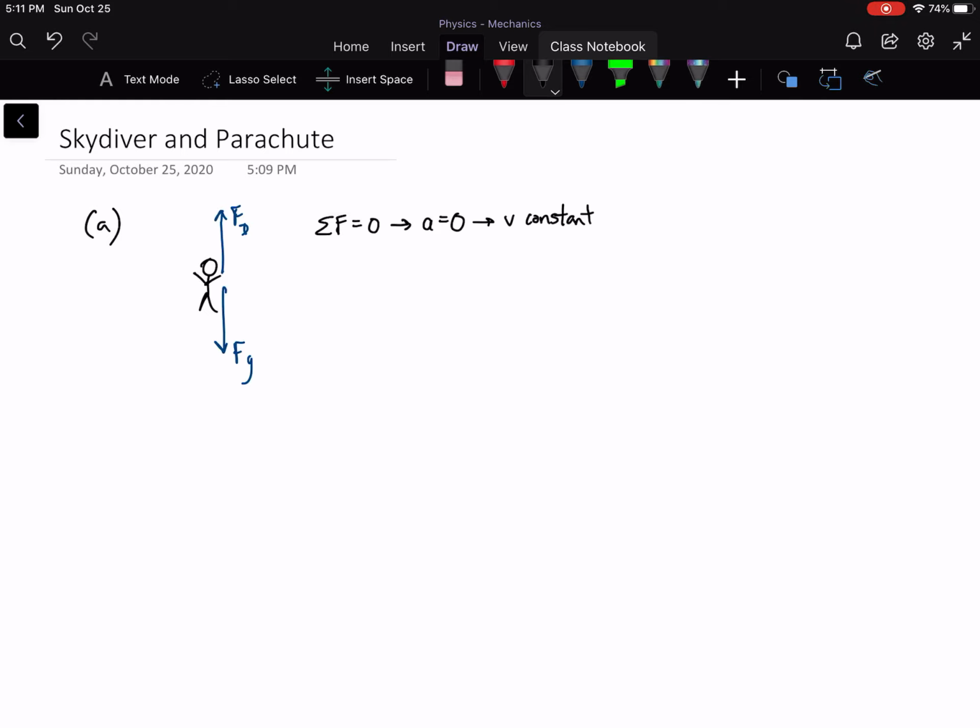Equal in magnitude, opposite in direction as drawn, and that's a little bit of the reasoning behind it.